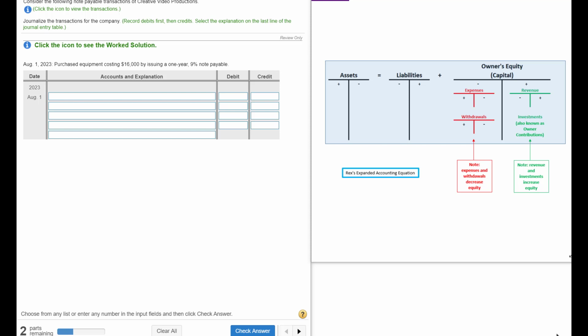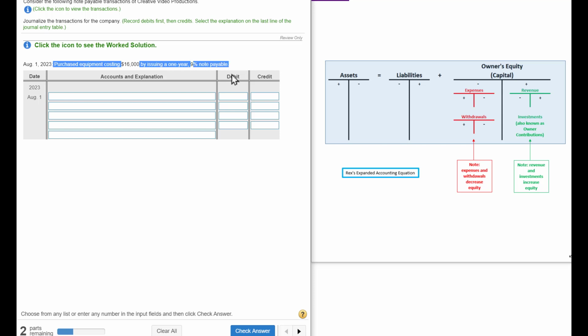Exercise 11-15, we're going to be working with a note payable and then its corresponding interest. So on August 1st, we purchased equipment costing $16,000 by issuing a 1-year 9% note payable.